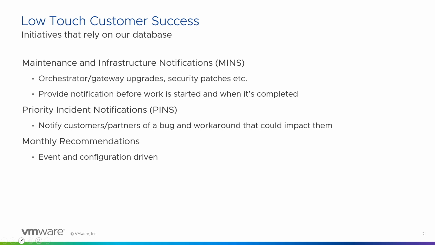From there, what we have is what we call monthly recommendations, and this is actually run by our team in conjunction with our partner architects. The goal of this is to look at your config and the events that have happened on your network and try to raise those up into an email so that you know when you're breaking best practice.